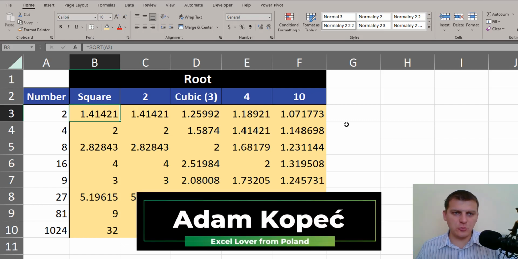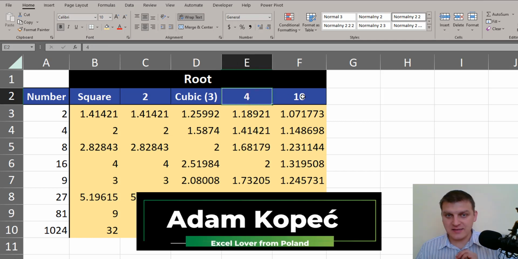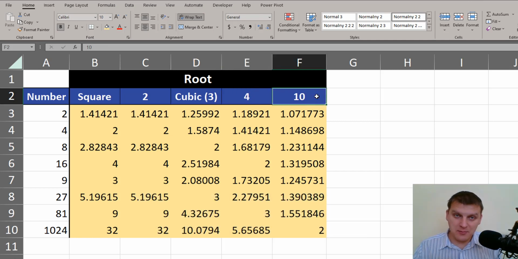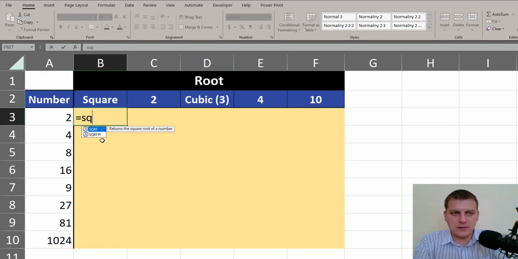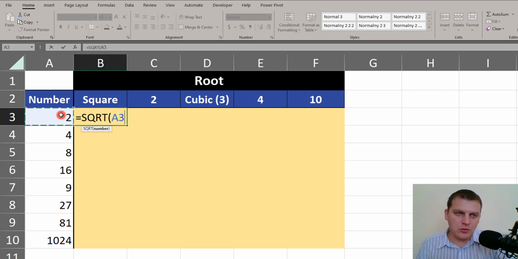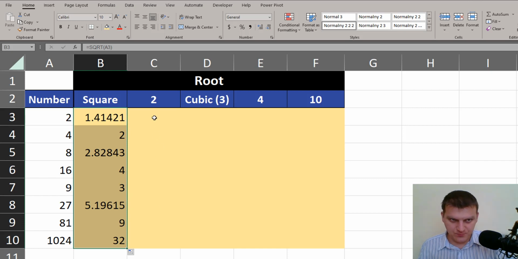Sometimes we need to calculate square root, cubic root, or fourth and even nth root of a number. How can we do it in Excel? First of all, we can use the SQRT function to calculate square root. So just like that, we have our square roots.